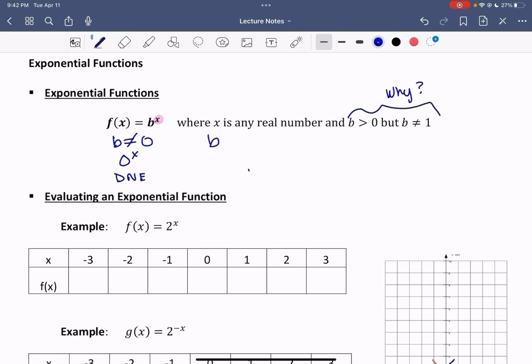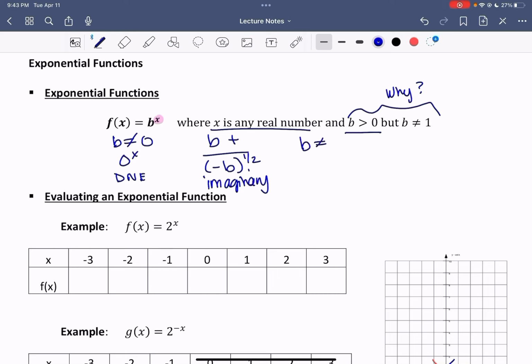If b is positive, that's what this is saying, b is greater than 0. Let's think through if it's not positive. That means we could possibly have a negative b being raised to some 1/2, which is a square root, which gives imaginary answers. And since x is any real number, it could be a 1/2. So b has to remain positive.